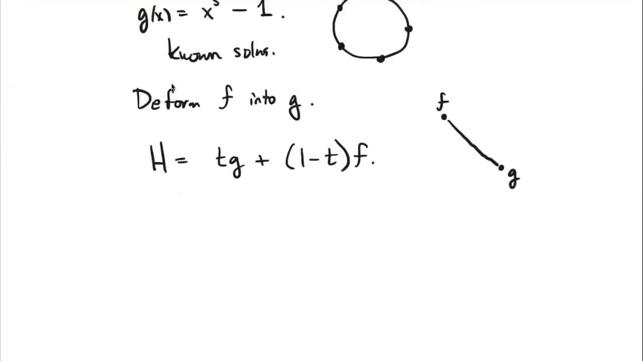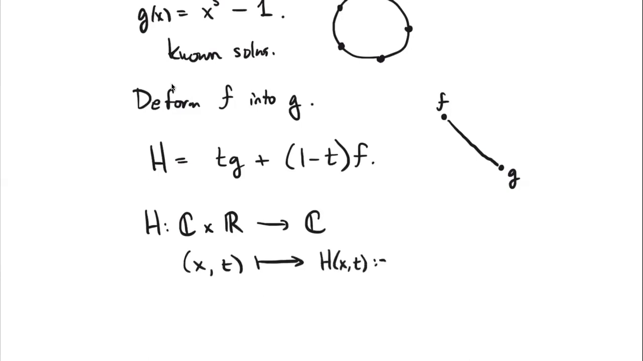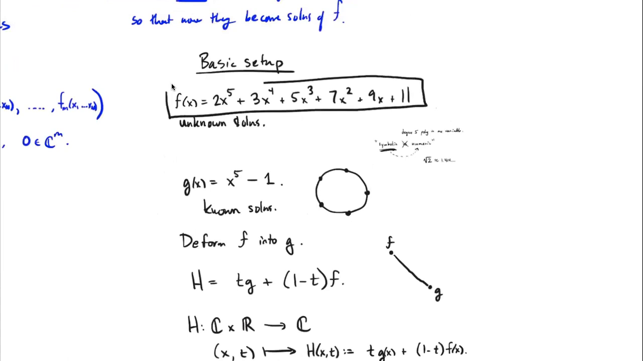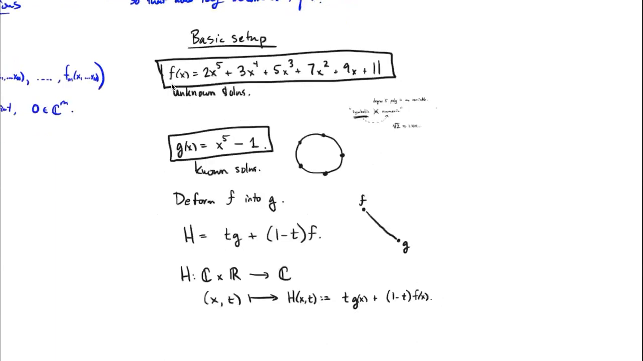And so what is H? H is really a map. Maybe we can think of it like this, where we take x and t and send it to H(x,t), where H(x,t) is defined as t G(x) + (1 - t) F(x), where F and G are literally these polynomials here. So our polynomial with unknown solutions and our polynomial with known solutions. Okay, so now we have this straight line between the two polynomials.